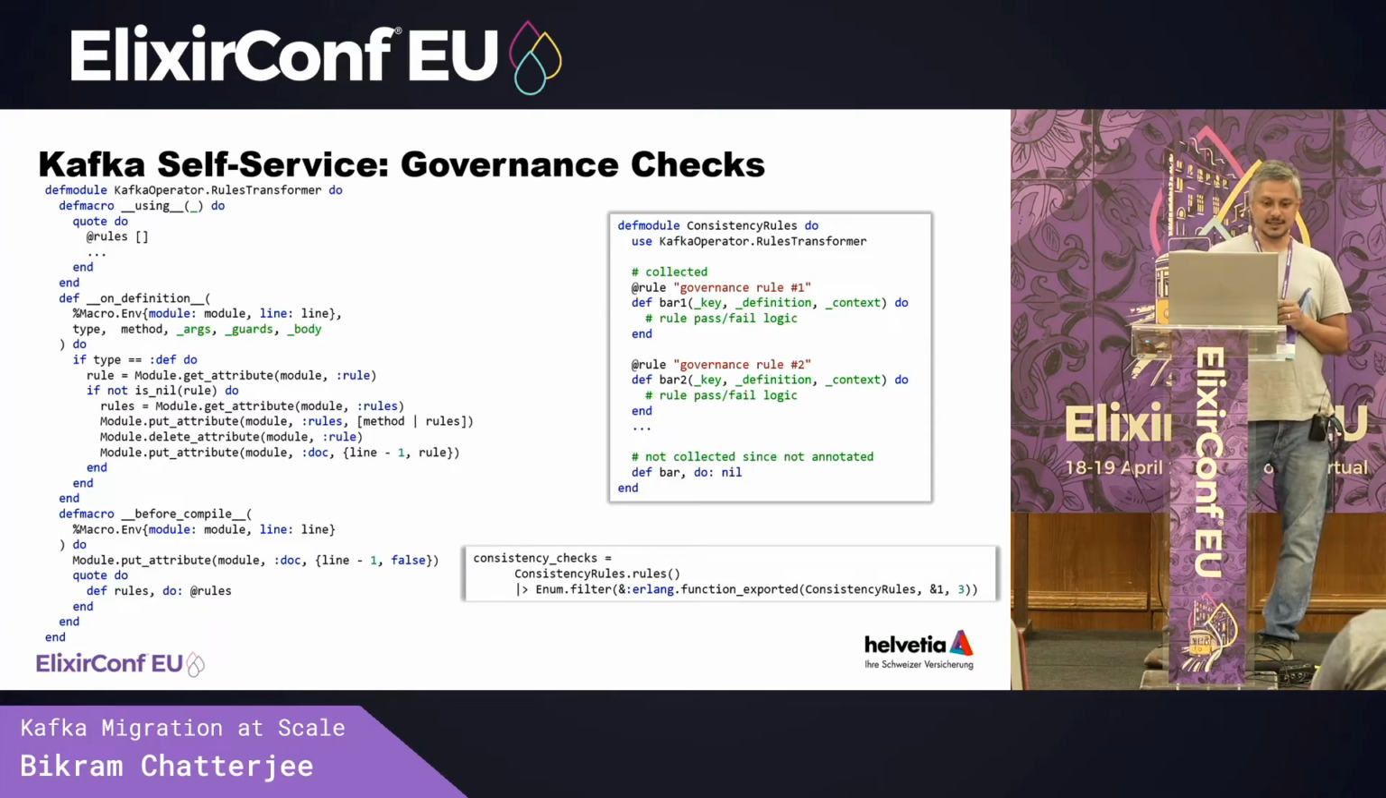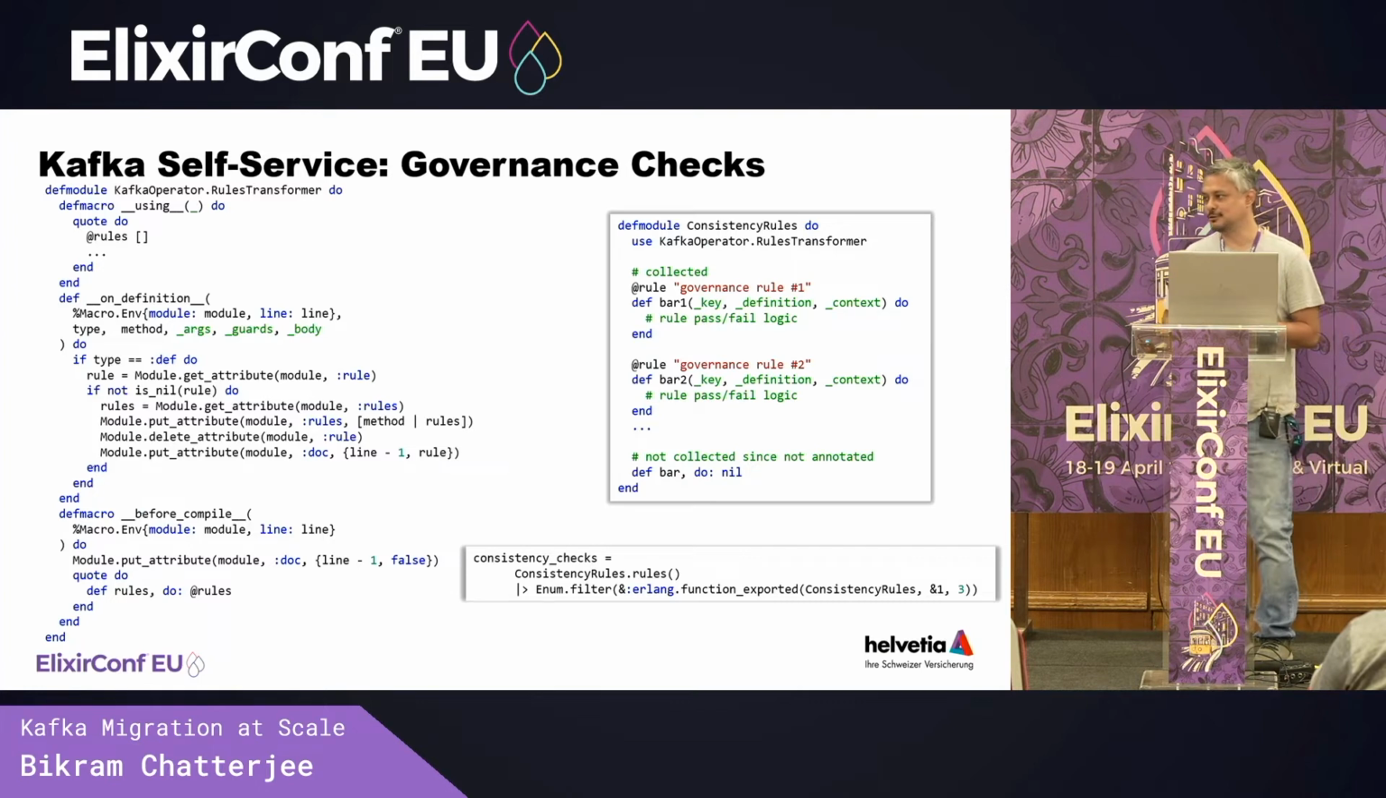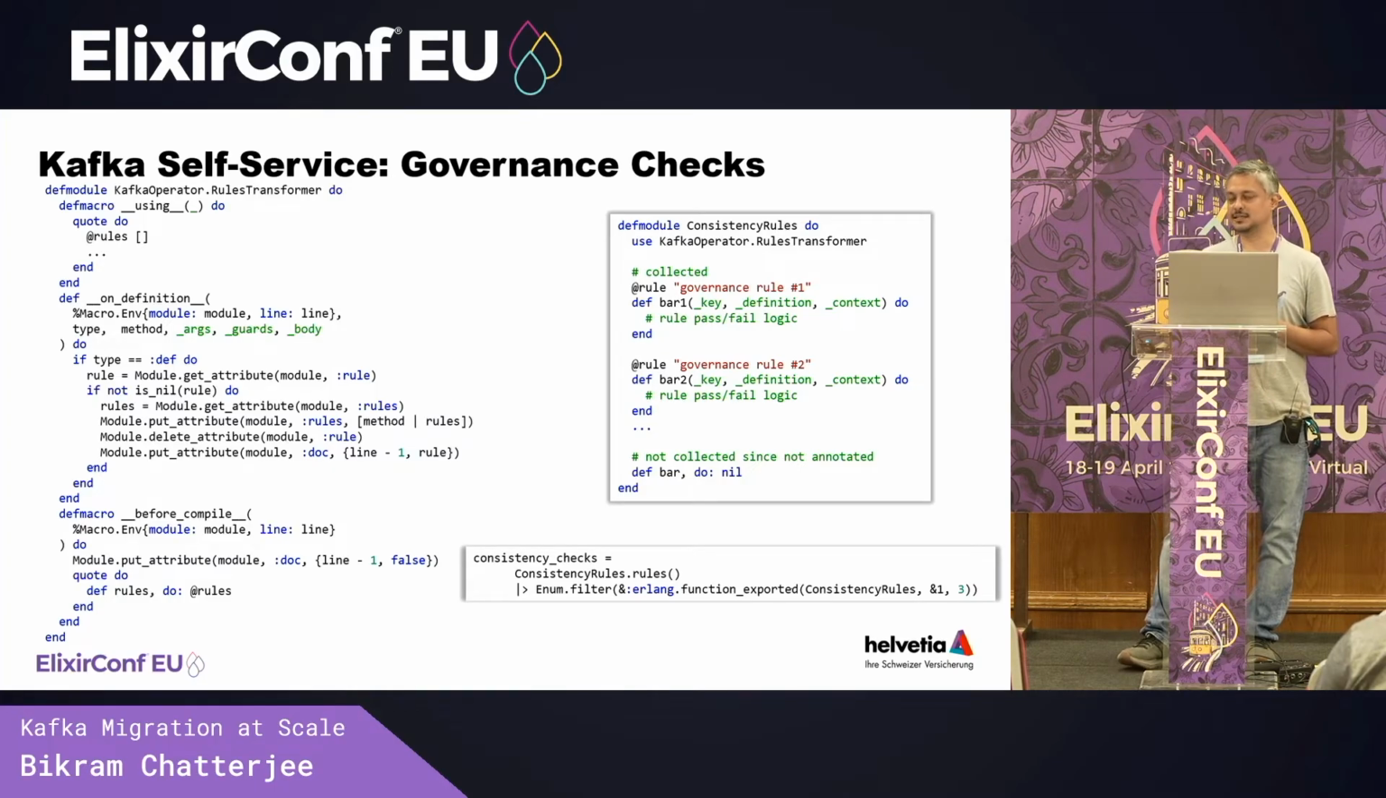So with this sweet little macro, we came up with an annotation called rule, where you could write what this governance check is about. And then you write a simple Elixir module like this. The macro would then collect all the rules and the function names around it, turn them into documentation, and expose the function names with the rule function below, which then, with three lines of code, integrates easily into our self-service framework.